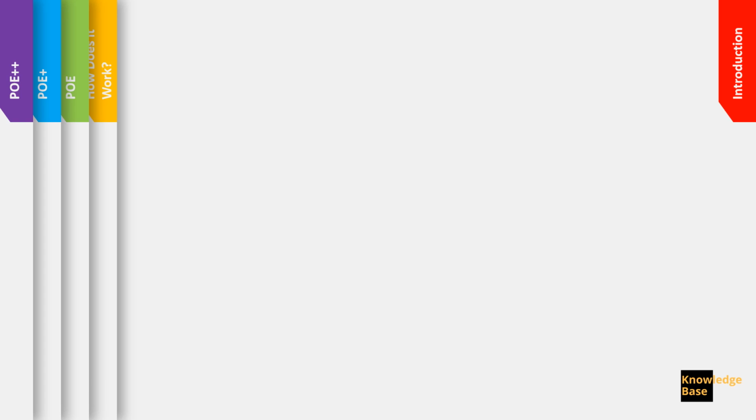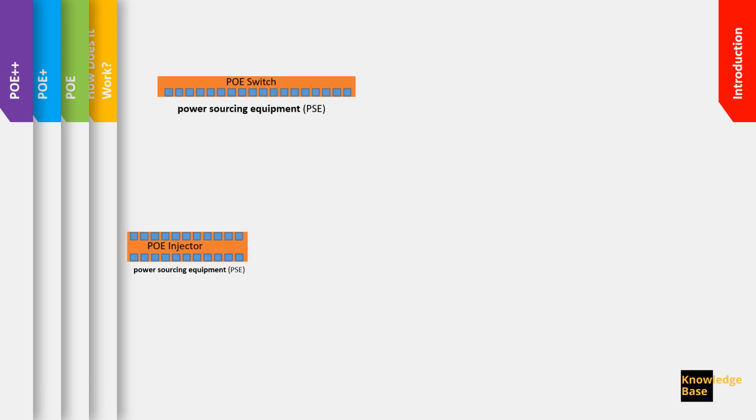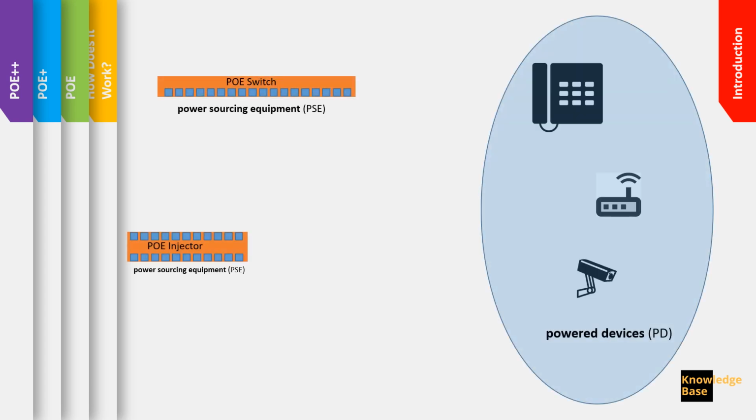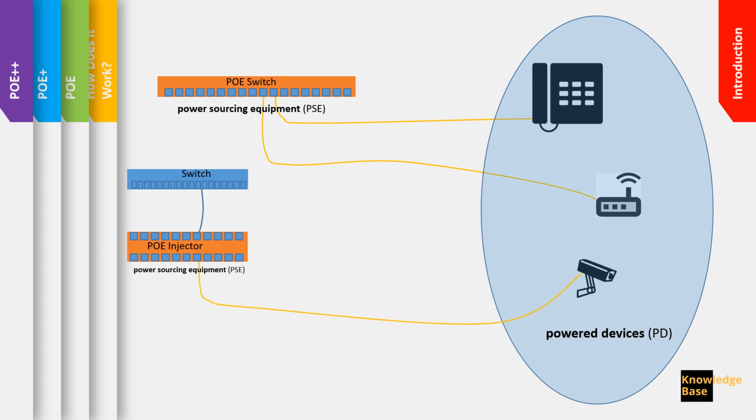In a POE application, the power travels from the power sourcing equipment to the powered devices over balanced twisted pair cables, Cat 5 or above mainly. So the powered devices could be a telephone, an access point, or a camera, and the power sourcing equipment could be a POE switch, or could be a power injector. The power injector will add the power to the cable after it is initiated from the switch.